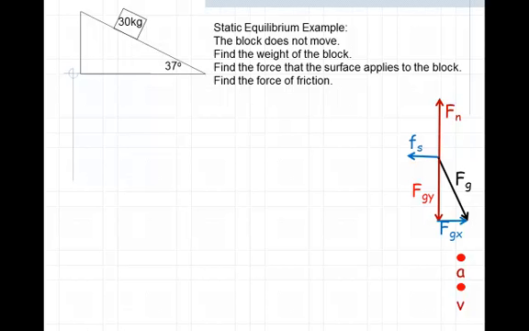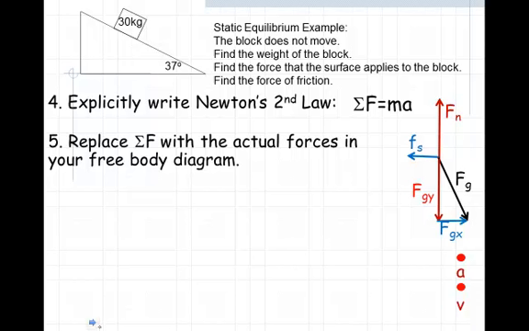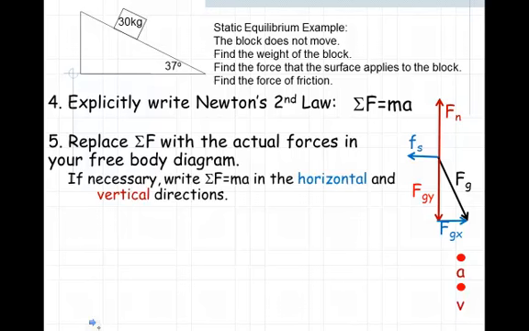Then in this static equilibrium problem, let's look at the next step. Let's explicitly write out Newton's second law. Remember, you get credit just for doing that. Then we replace the forces in Newton's second law with the actual forces in our free body diagram. We're going to do that both in the horizontal and vertical directions.